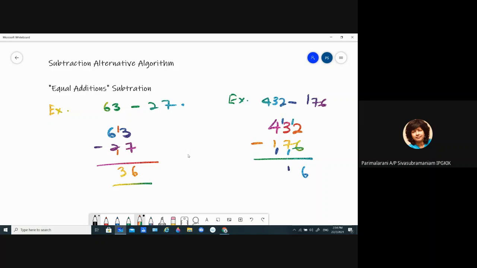5, and then here we have 4 minus 2 is 2. So the answer is 256. Okay, so when you borrow and pay back, you don't have to reduce the number like 4. You already borrow 1, you don't have to reduce because you already pay back at the bottom.